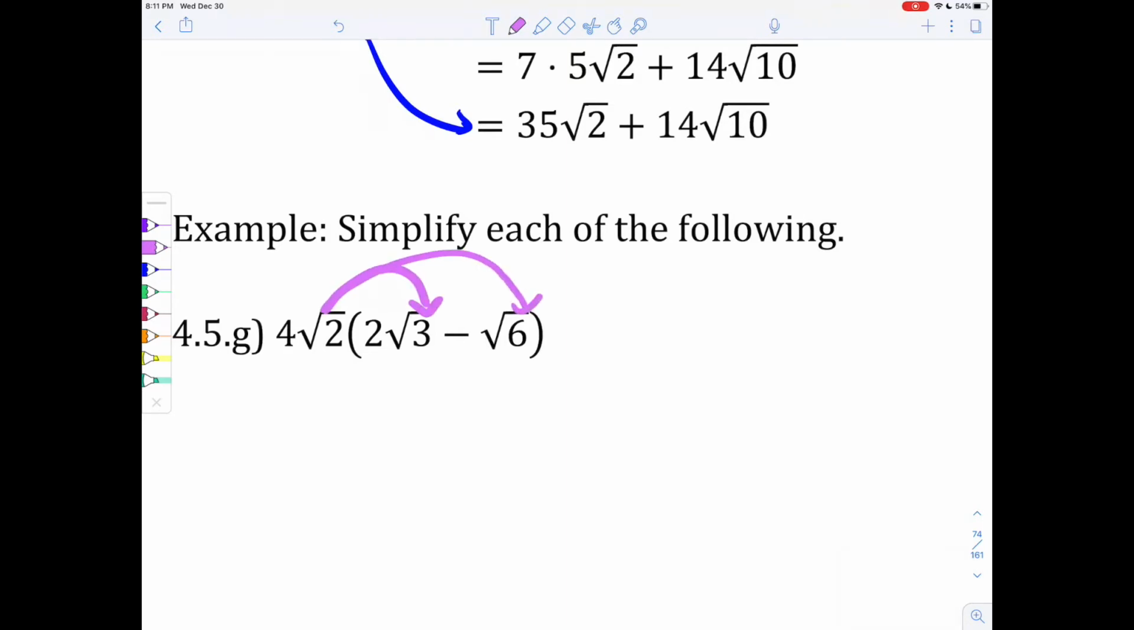Let's go. Why don't you pause, and you can try this example on your own.